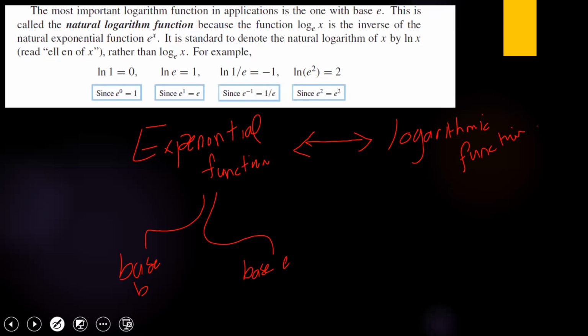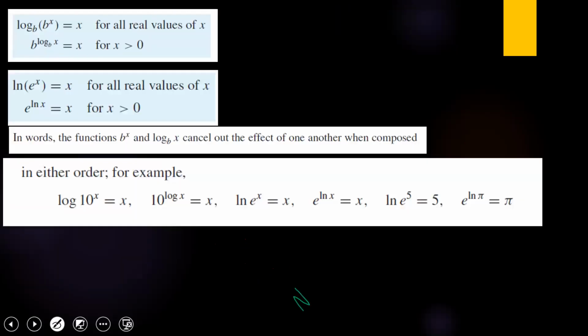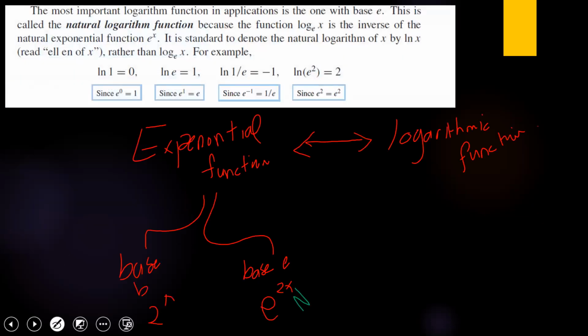If we have base b or a constant number such as 2 to the power x, we say it is an exponential function with base b. And if we have an exponential function with a base e, such as e to the power 2x, we call it the natural exponential function. Now, its inverse is logarithmic.